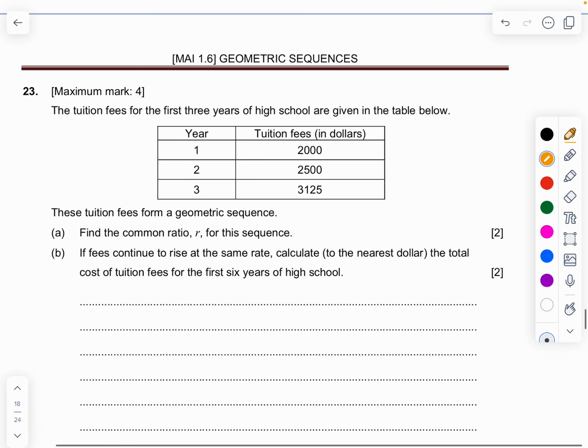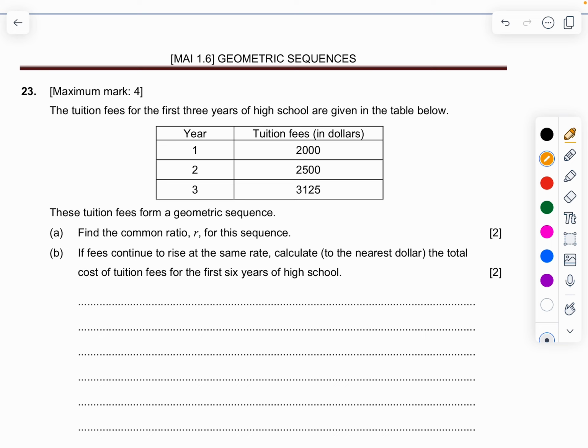Question number 23. The tuition fees of the first 3 years are given. Find the common ratio. It is a geometric sequence. This is U1, this is U2 and U3. The common ratio is U2 upon U1, which is 2500 divided by 2000, so it's 1.25.